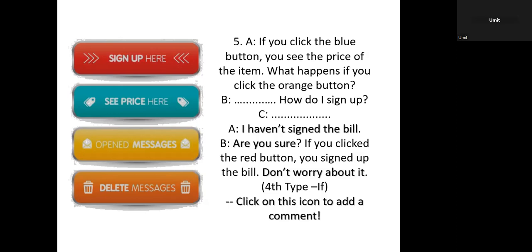Are you sure? B says, are you sure? If you clicked the red button, this one, you signed up the bill. Okay? Don't worry about it. This is the fourth time. If you clicked, if you did it, you did it. Okay. If you clicked the red button, you signed up the bill. So click on this icon to add a command. Yeah, we often see that kind of icons. Click on this icon to add a command.